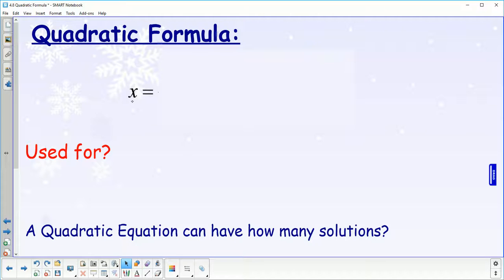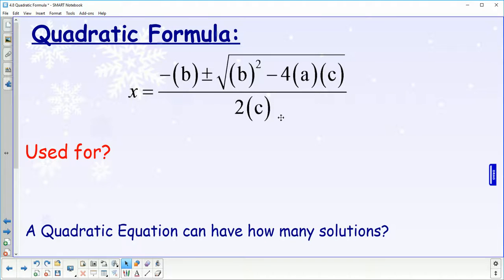Well, it lets us solve for x, so we're going to have x equals this whole big ugly thing: negative b plus or minus the square root of b squared minus 4 times a times c, all over 2a. That should actually not say 2c, that should say 2a. That's all over 2a right here.